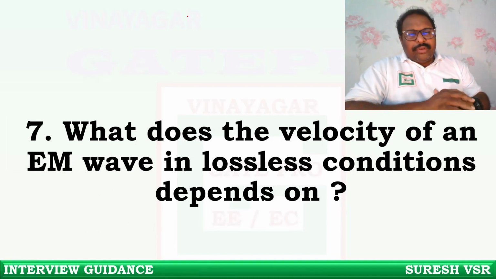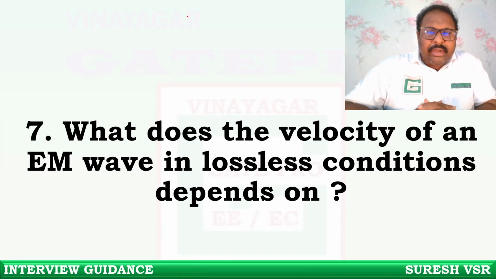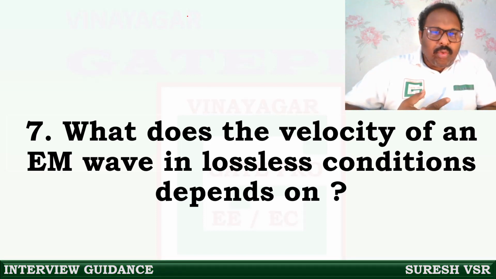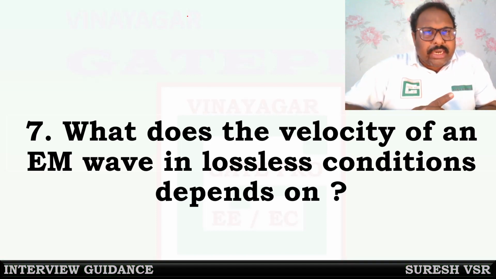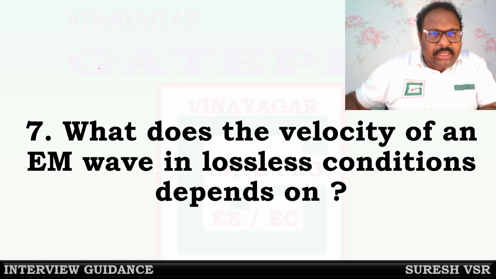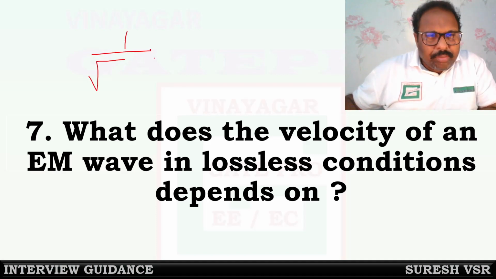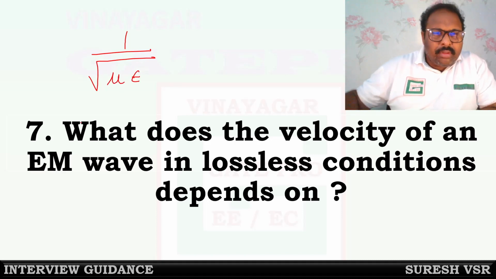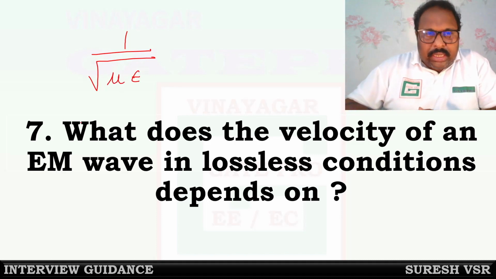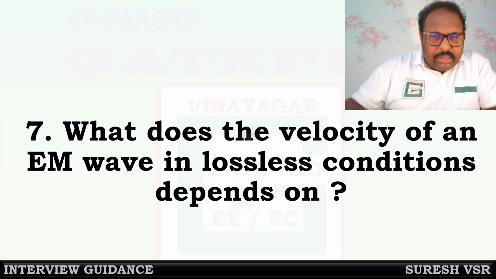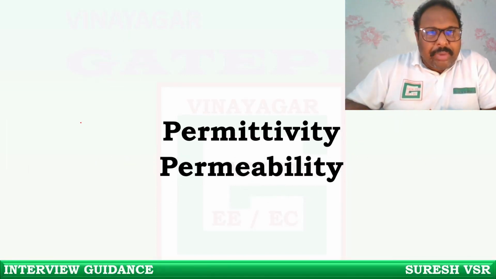What does the velocity of an EM wave in lossless conditions depend on? On what factors does it depend? In lossless conditions, it purely depends on the mu and epsilon terms. If it is lossy, yes, frequency and sigma also will have a role. But otherwise, if it is lossless, it's purely permittivity and permeability dependent.